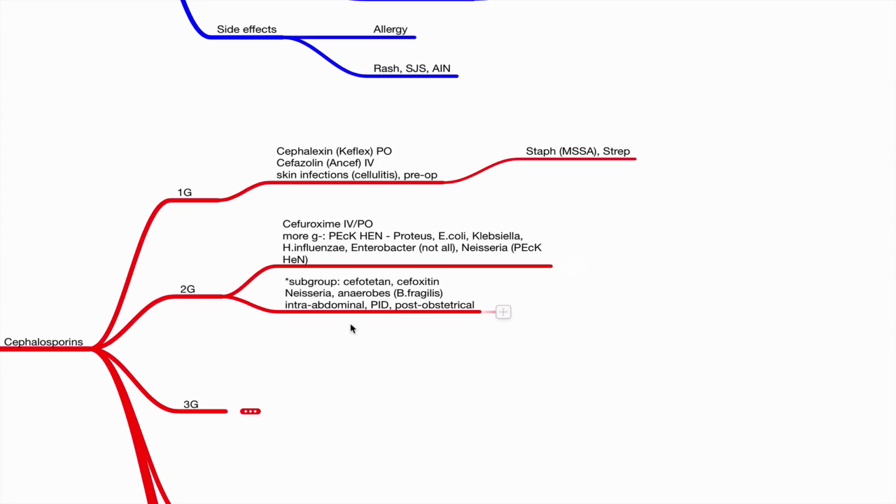There is a subgroup of the second-gen cephalosporins that may not be too commonly used in internal medicine, but it's worth knowing. There's cefotetan and cefoxitin, and specifically these two drugs gain additional coverage for Neisseria and also anaerobes, specifically Bacteroides fragilis. So that's why they're commonly used for intra-abdominal infections, for PID, and also post-obstetrical surgeries. So you may see that if you're on a consultation service for the obstetrics side of things.